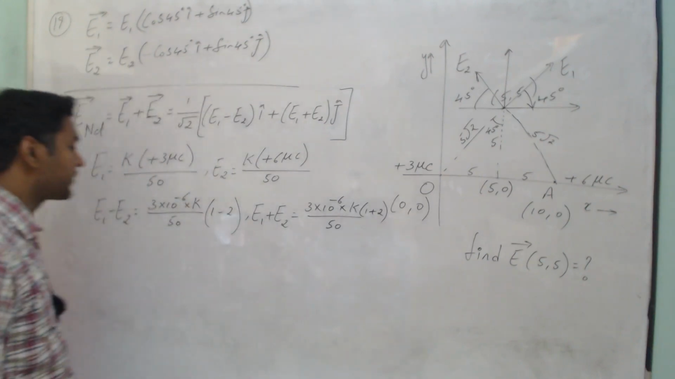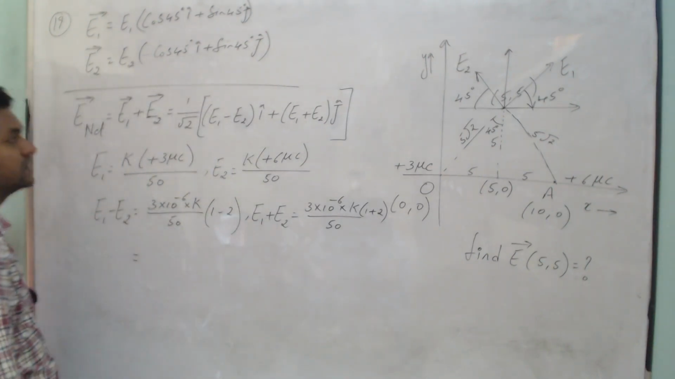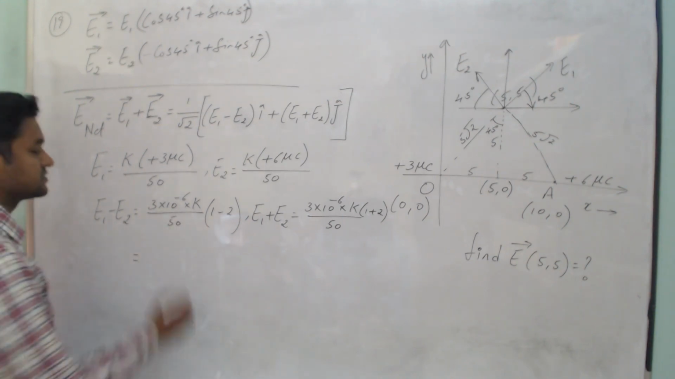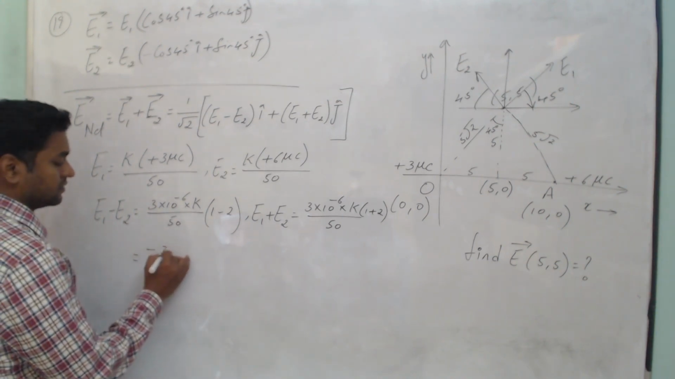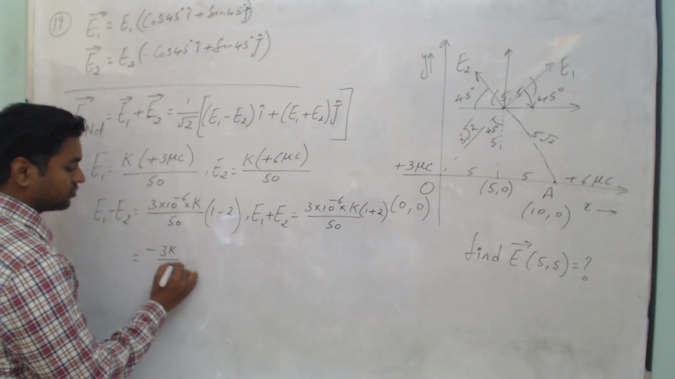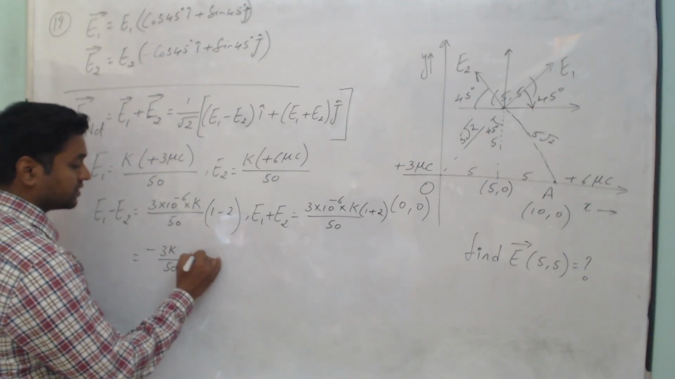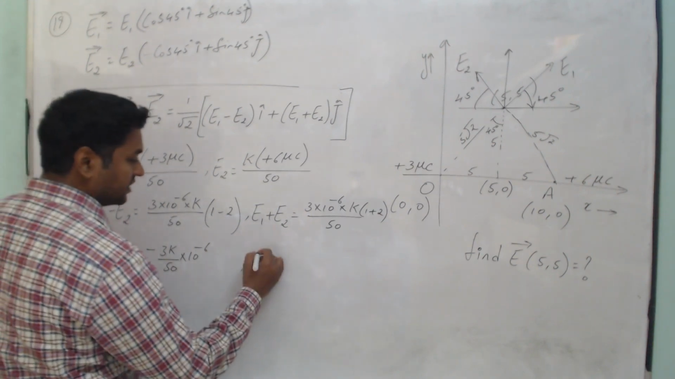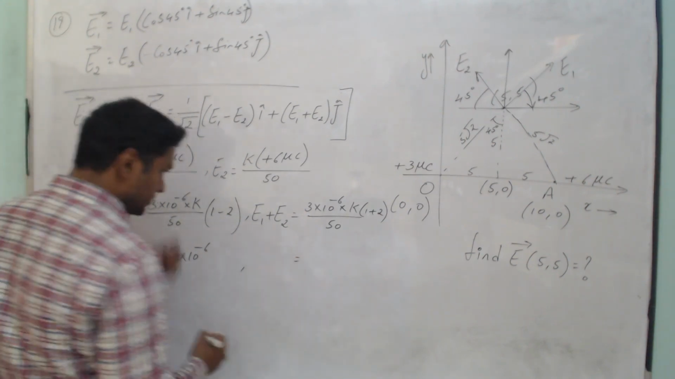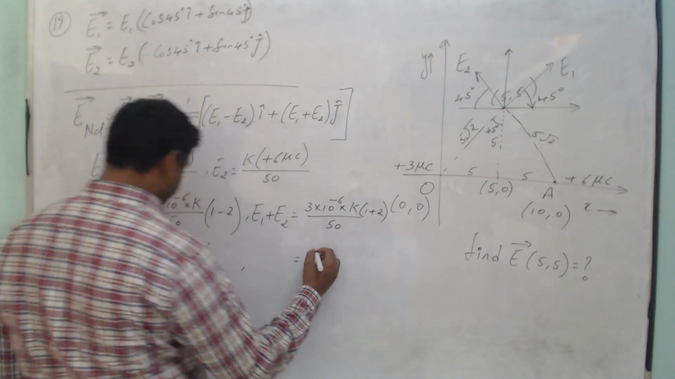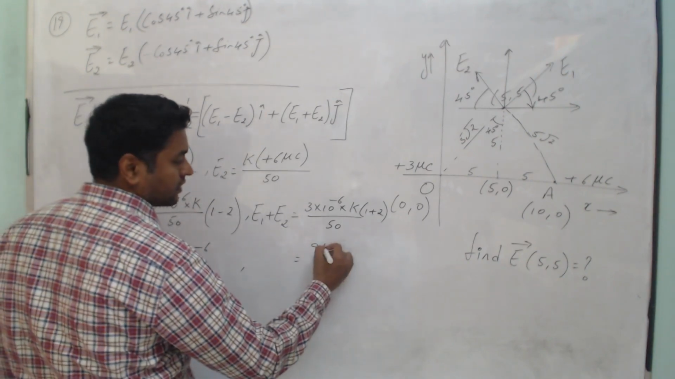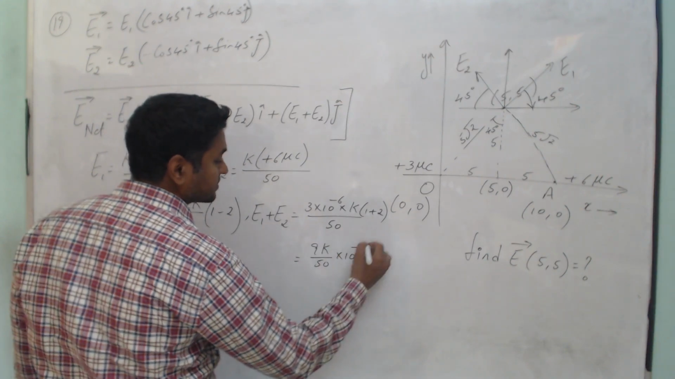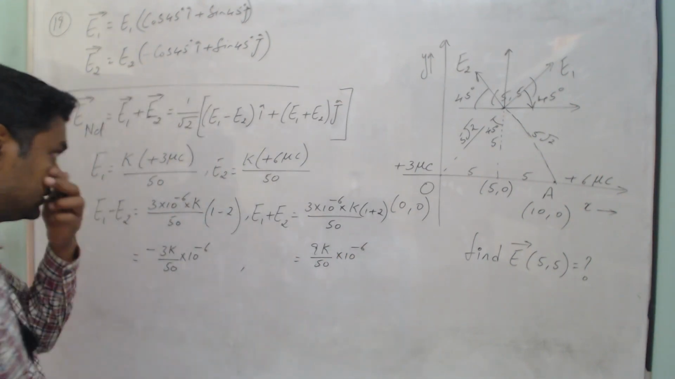Yes, sir. So basically my E1 minus E2 will be minus 3k by 50 into 10 to the power minus 6. Fine. And E1 plus E2 will be 9k by 50 into 10 to the power minus 6. Is this clear? Yes, sir.